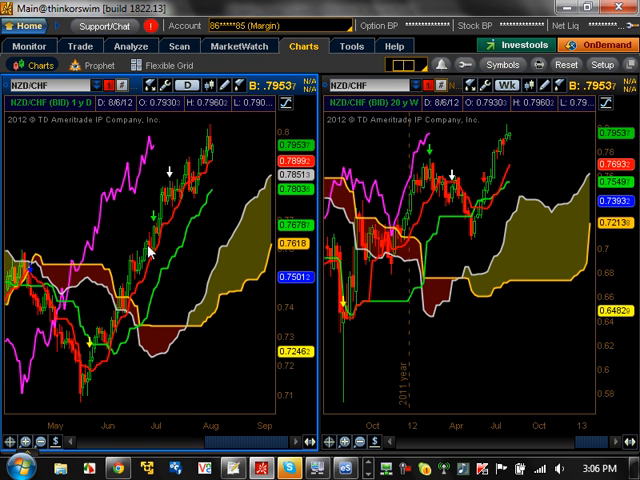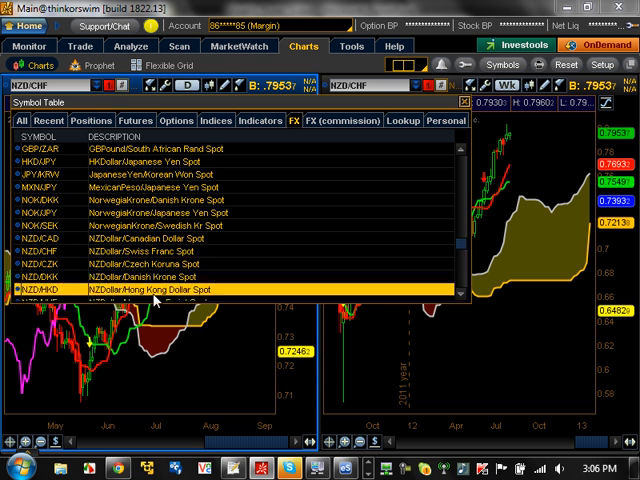New Zealand Swissy, this is being bullish trending just like the Australian Swissy, being very strong moving forward. So both the Australian and New Zealand have been very strong against the Swissy, and have been for a little while now.